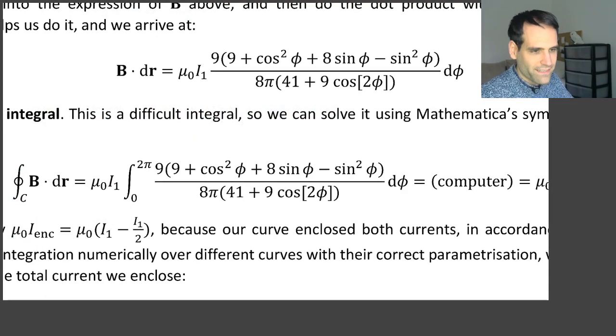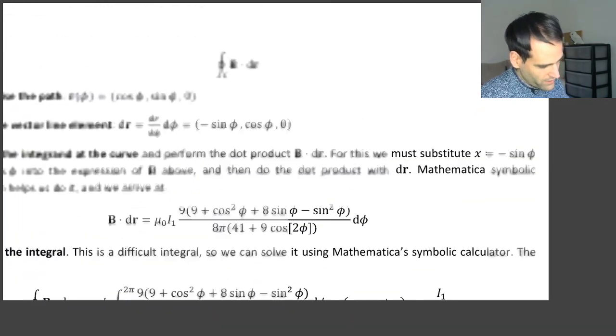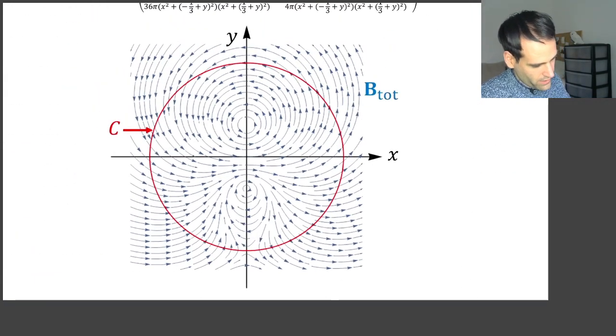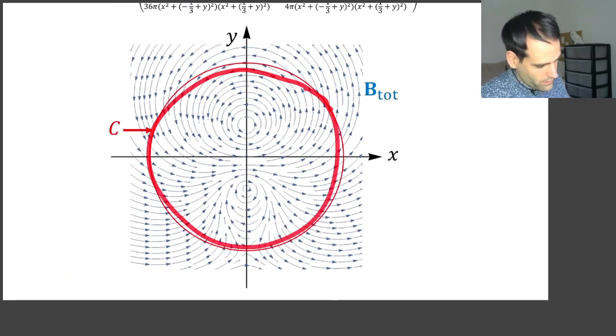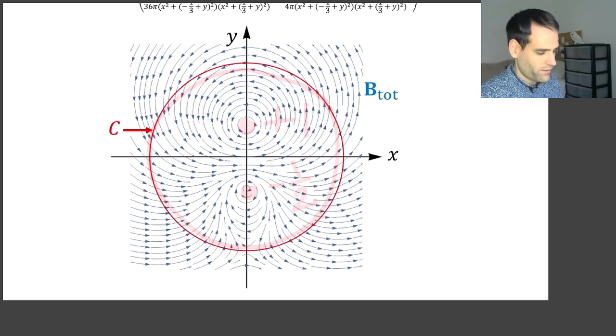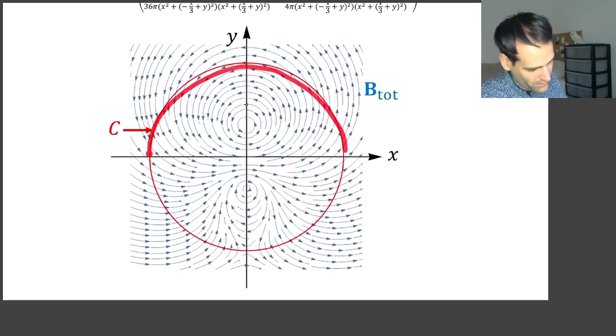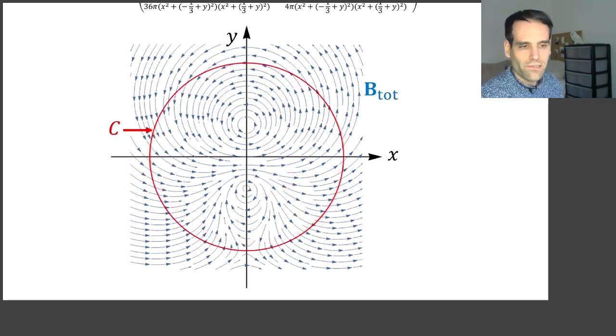So does this make sense? Well, yes it does, because this path includes a current of +1, which is located here, and a current of -1/2 included here. So the total current is 1 minus 1/2 equals 1/2. So that's why the circulation was 1/2 times mu 0.